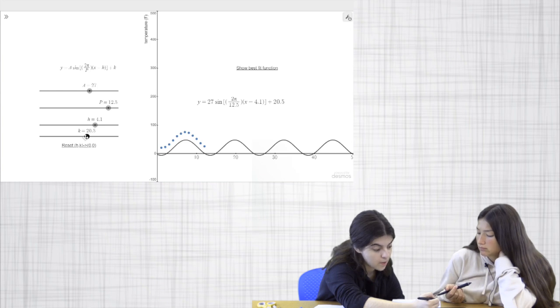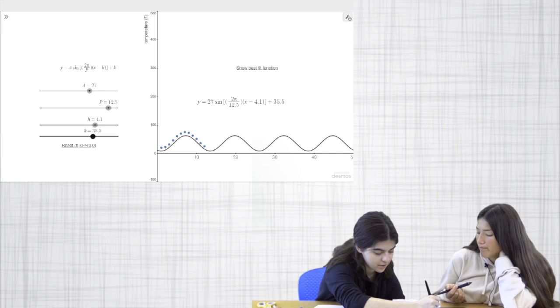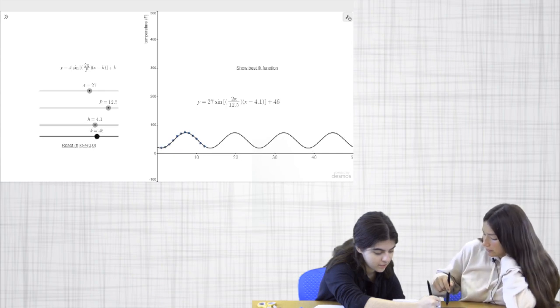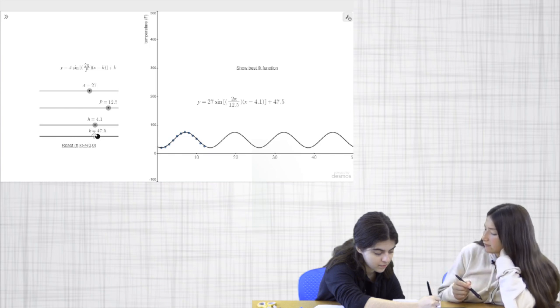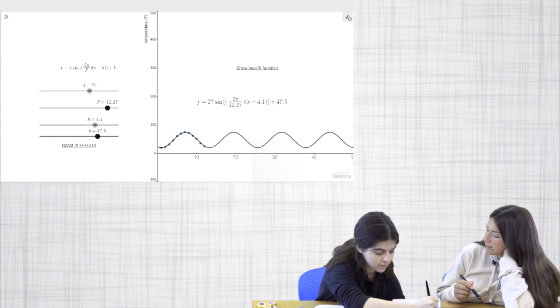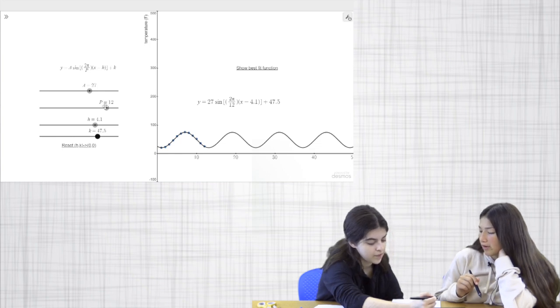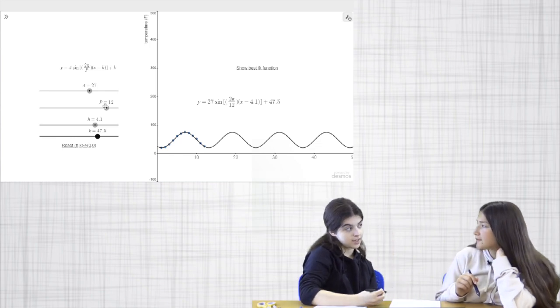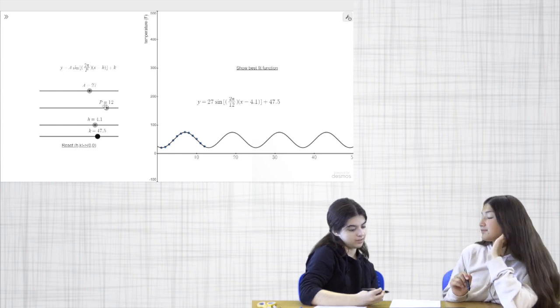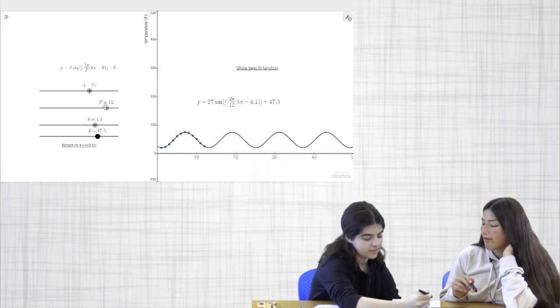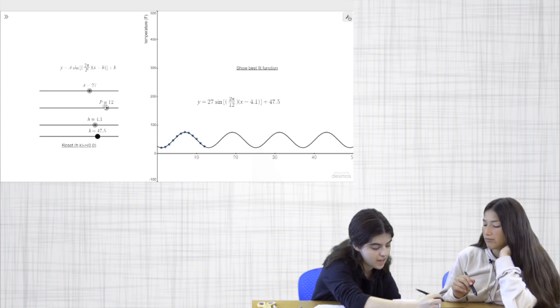H. I don't know what we do with H. Wait. Hold on. What was the one that made them like squigglier, like closer together? I wonder if we could use that to get our minimum temperature. 12. Okay. You do a full rotation every 12 because there's 12 months. Yeah. And then H.